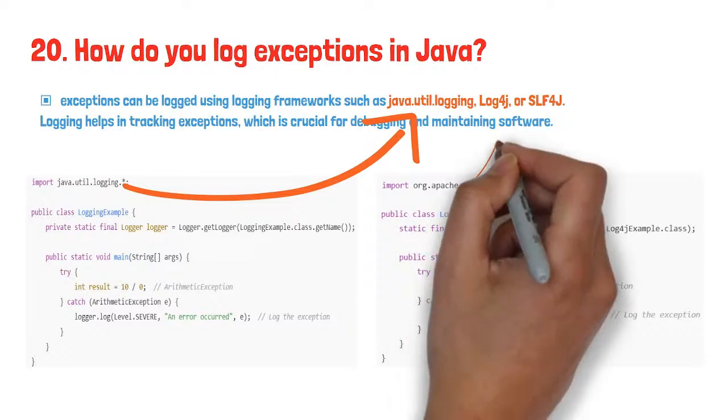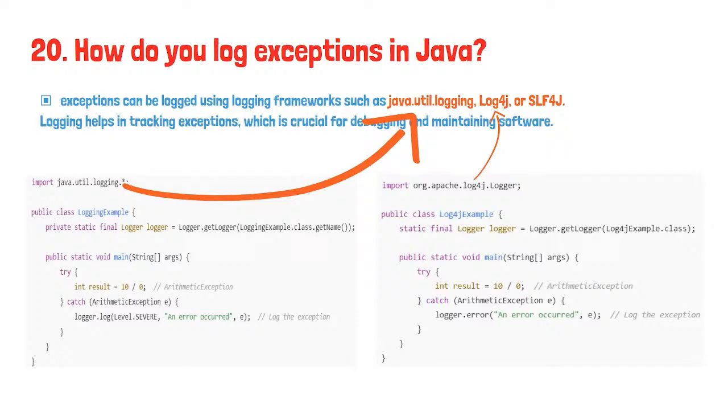We can use Log4j also. For that you can use org.apache.log4j.Logger, and in the same way you can use logger.error by calling the Logger.getLogger method. So in the main method you can write these things, and both ways you can handle logs.